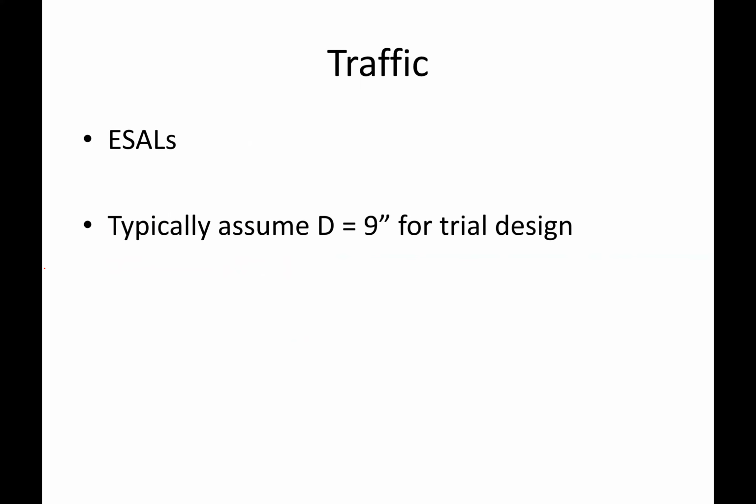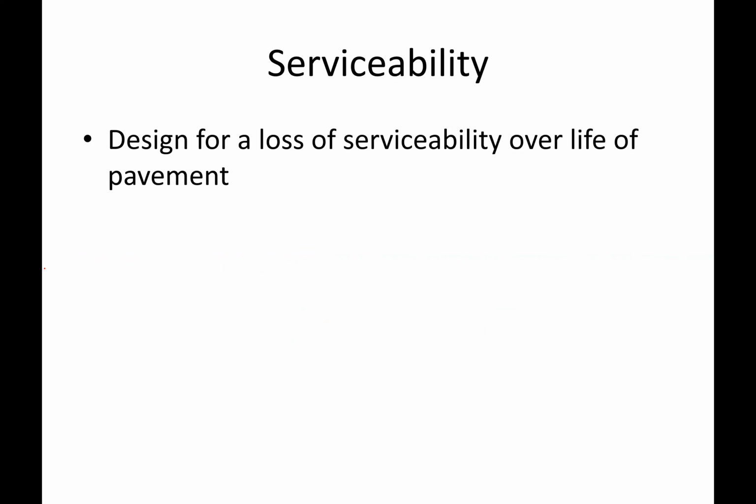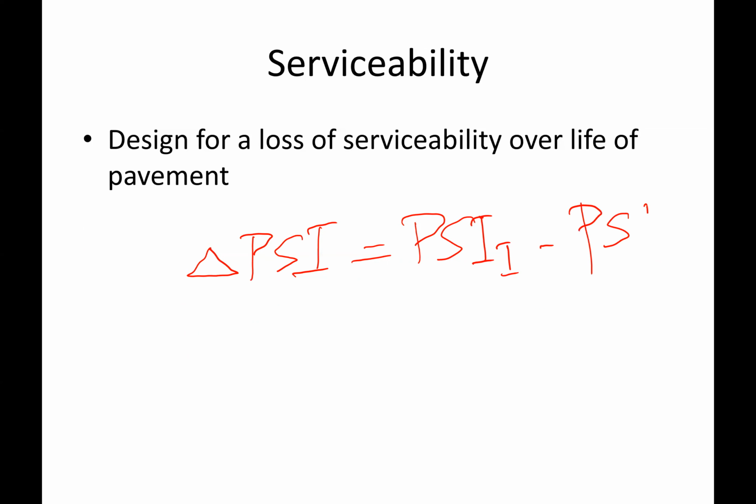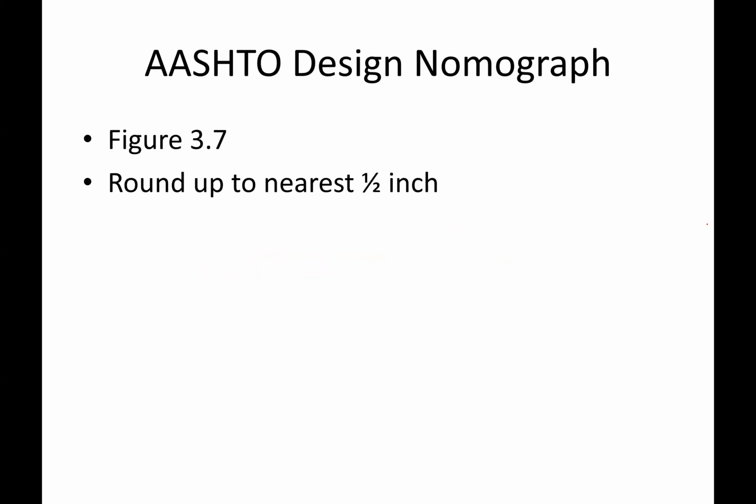And that ISO will be the same. The calculation for the ISO will be the same as flexible pavement. Serviceability is also the same. Okay, you need to know the initial serviceability, because we want to determine the loss in serviceability. So we take the initial minus the terminal, and you will get the loss in serviceability that you want to cater for.